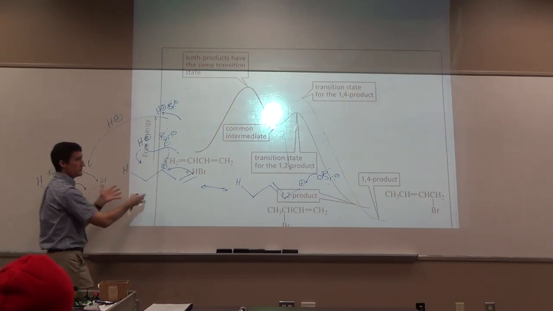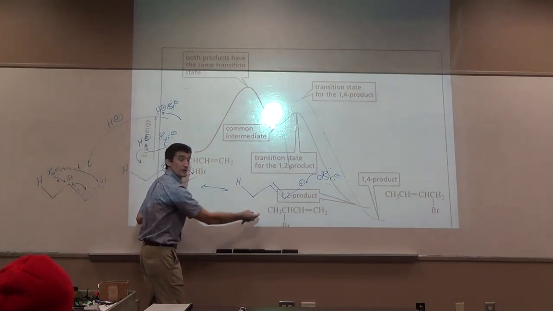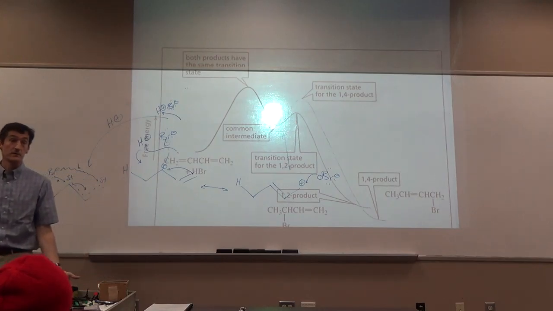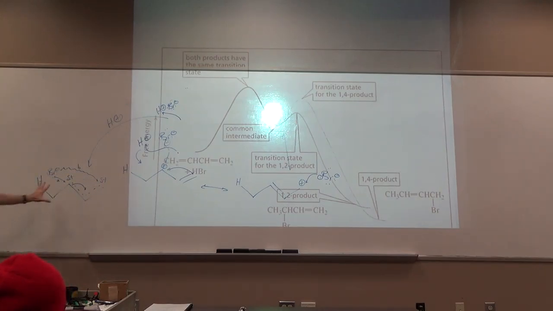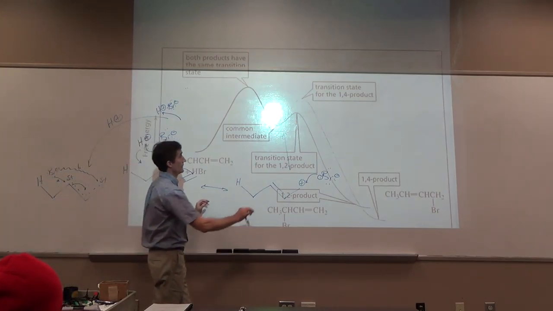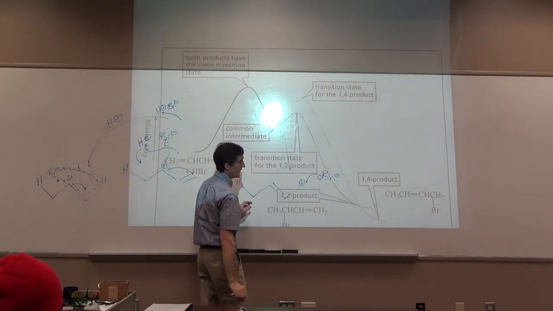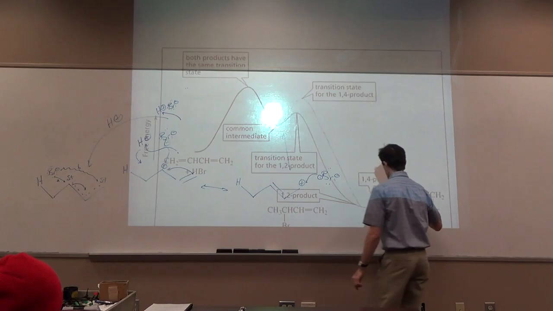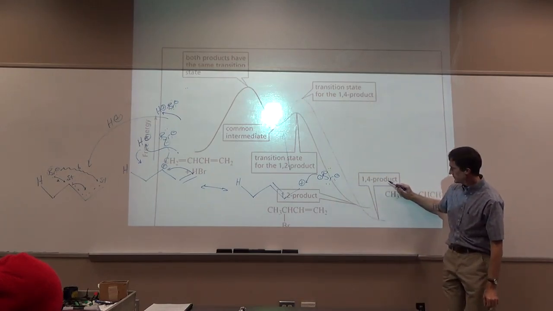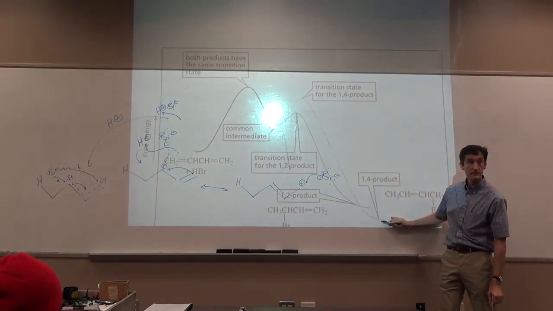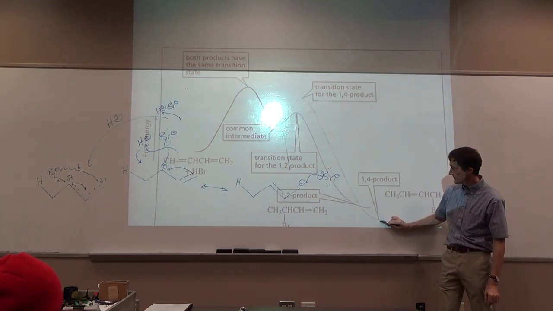Now, you may prefer to show the two different resonance structures, because they're kind of easier to work with. Okay? Now, from there, we can form two different products. Which one's more stable? The 1,4 product, right? So that's why it's lower. The 1,2 product is higher in energy.